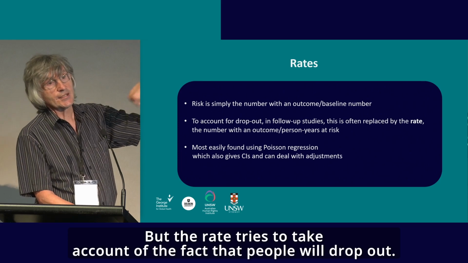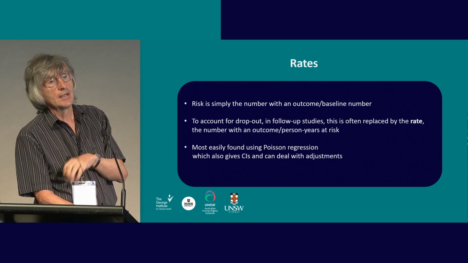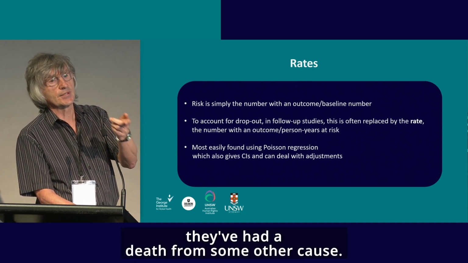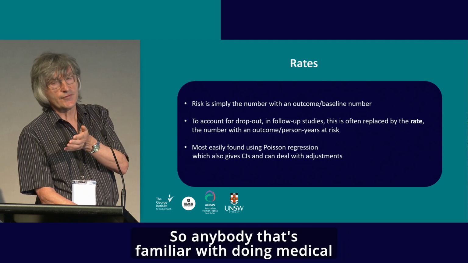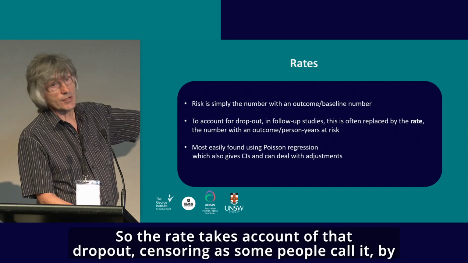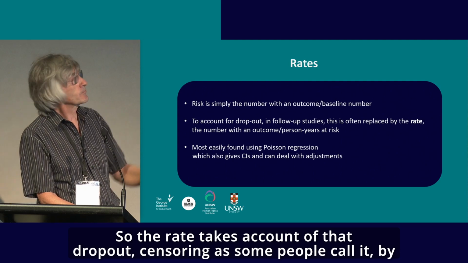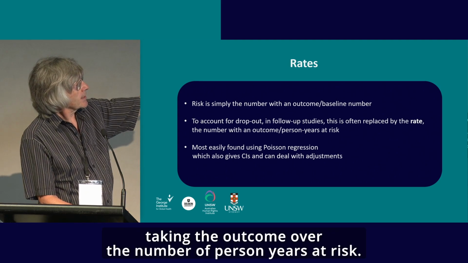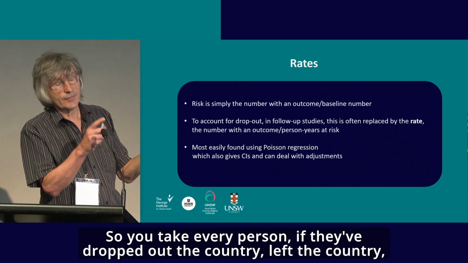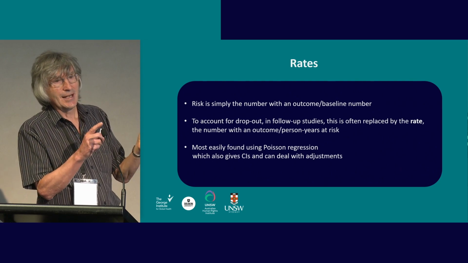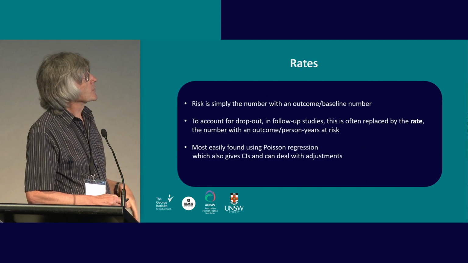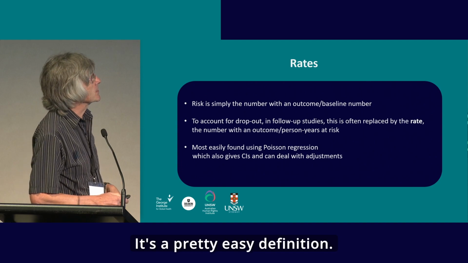But the rate tries to take account of the fact that people will drop out. People will drop out because they emigrate, or they could drop out because they've had a death from some other cause. Anybody that's familiar with doing medical research in populations will know what I mean. So the rate takes account of that dropout, censoring as some people call it, by taking the outcome over the number of person years at risk. So you take every person, and if they've dropped out, left the country, after 9 months every year, you only count them for 9 months, and add all the person years together. So it's a pretty easy definition.